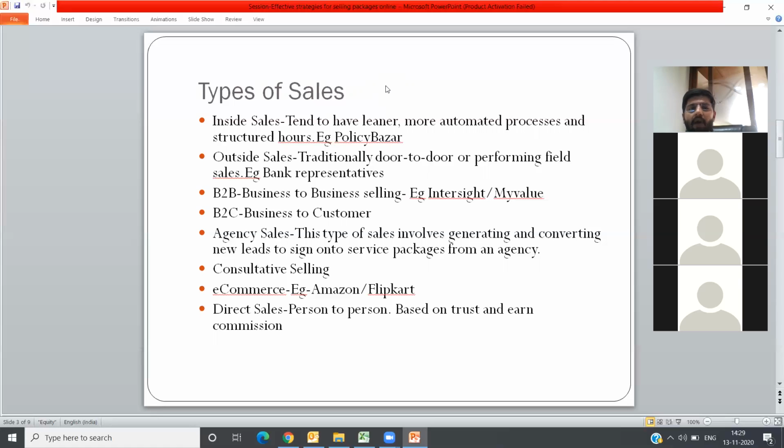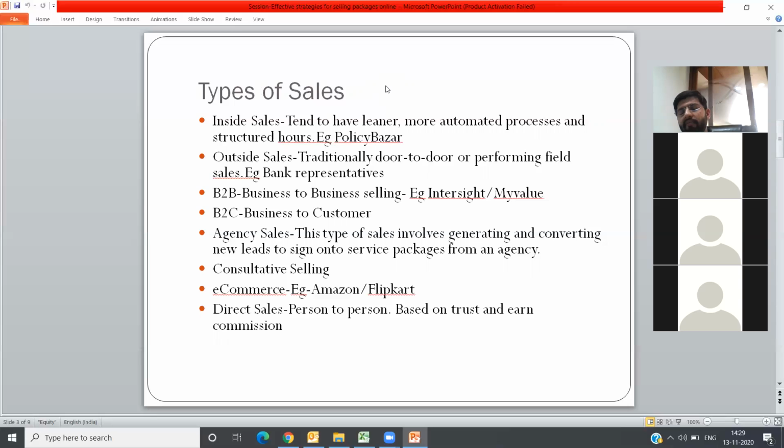So the second one is outside sales. This is traditionally door to door or performing field sales, like some bank representative going home to home, or some other representative coming to your home for conducting. Traditionally, they'll be coming and selling you, pitching one to one. So this is the old kind of selling, and it is still prevalent in some sectors, and they give good results.